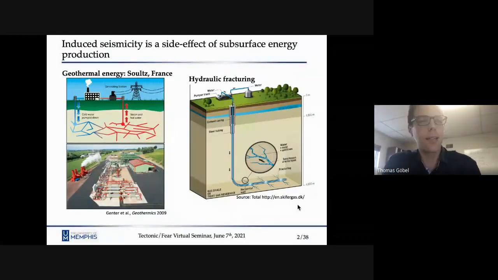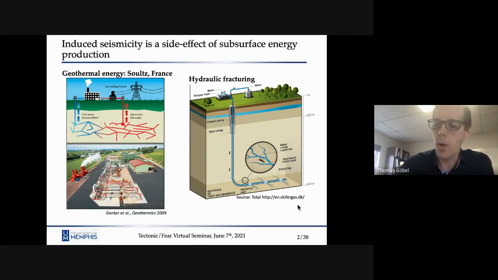I put in this slide because induced seismicity is almost an unavoidable side effect of some types of subsurface energy production. Here are two examples, one being geothermal EGS, where the enhancement of permeability is usually associated with some level of induced seismicity, and even during production and injection in geothermal, we oftentimes observe some level of induced seismicity. Similarly, hydraulic fracturing is an operation that pretty much always leads to some level of induced seismicity. So to some extent, the question is more how frequent and what magnitude, the size of events that are being induced by these operations, and what can we do to mitigate this type of seismic hazard.